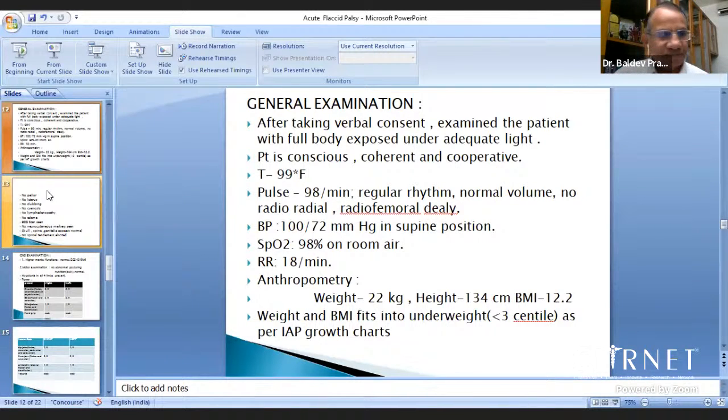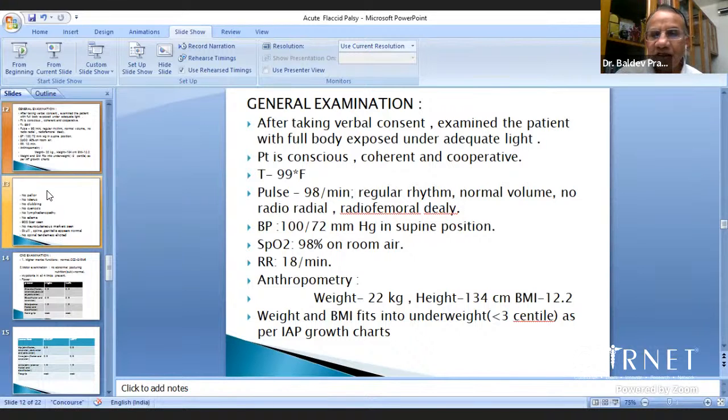Sir, starting from the chief complaint till the history given by Bhargav, I would like to say that there is a weakness in ascending pattern, symmetrical involvement with no sensory involvement, no autonomic nervous system involvement, and mainly pure motor involvement without any cranial nerve paralysis.